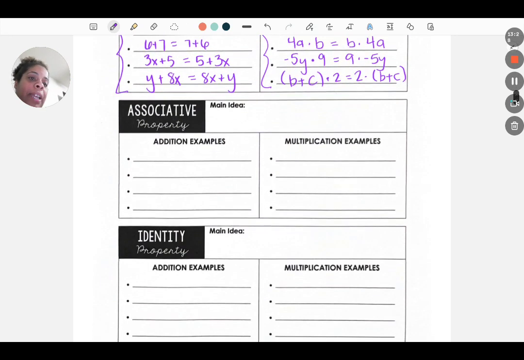Sorry, we've got lots to write, so let's move on. Now we have the associative property, and the associative property has to do with grouping.